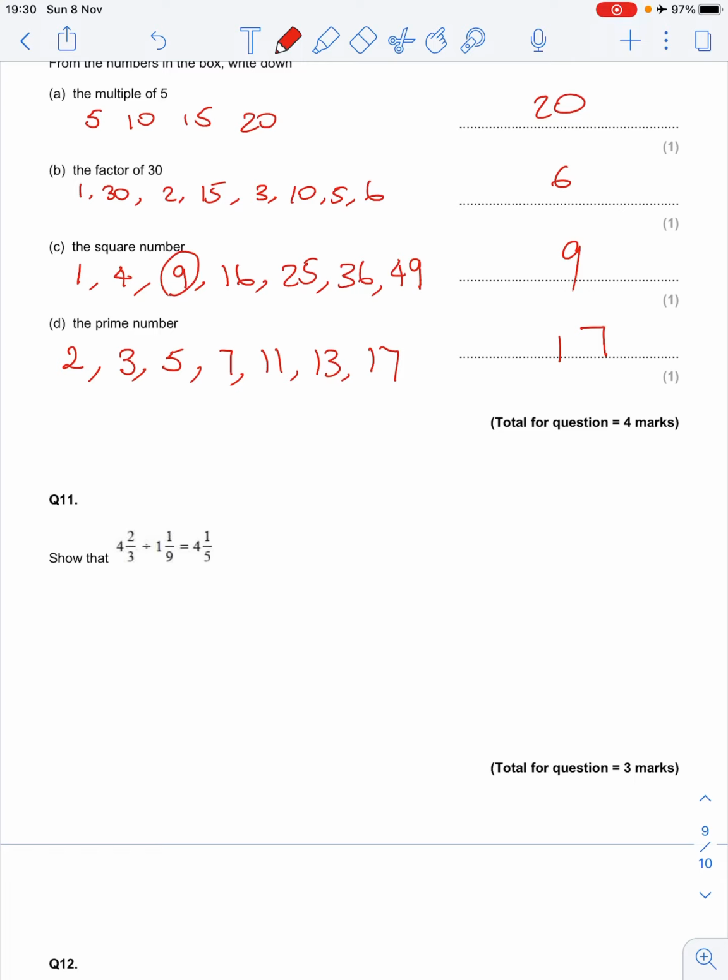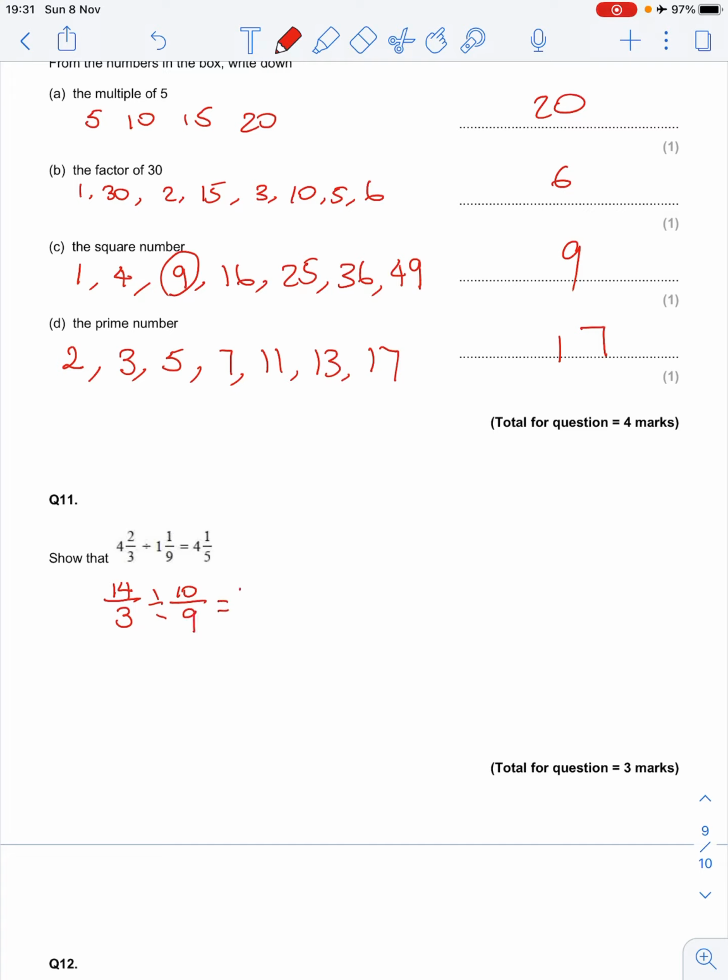Next question, we have 2 fractions dividing by them. So step 1, we need to change the mixed numbers into improper fractions. So we do 4 multiplied by 3. This is 12, then plus 2. This is 14 over 3. Divided by 1 times 9 is 9, plus 1 is 10 over 9.